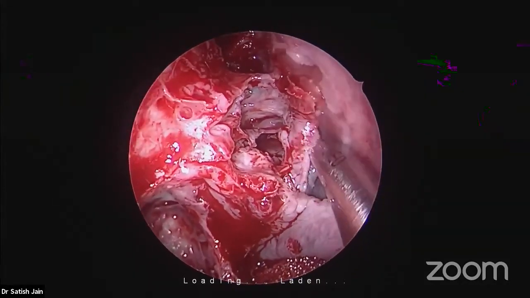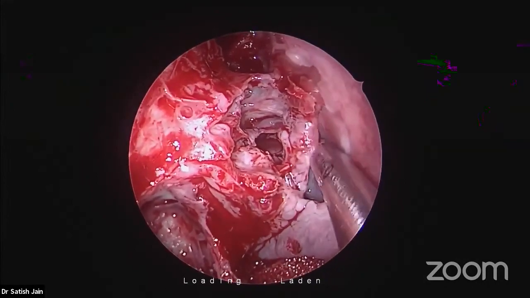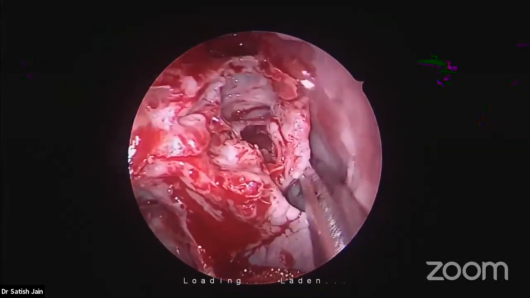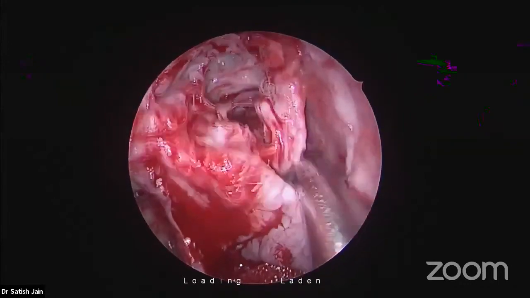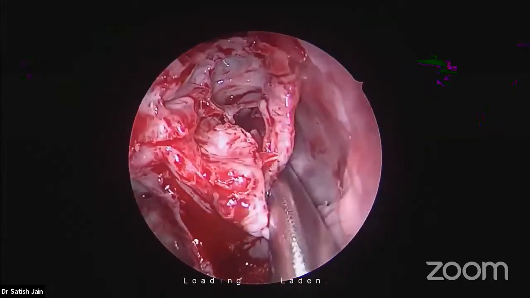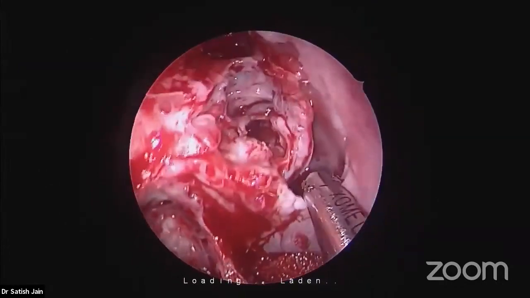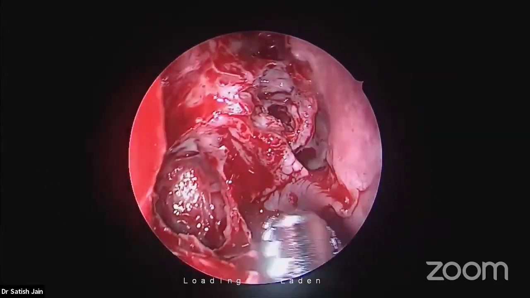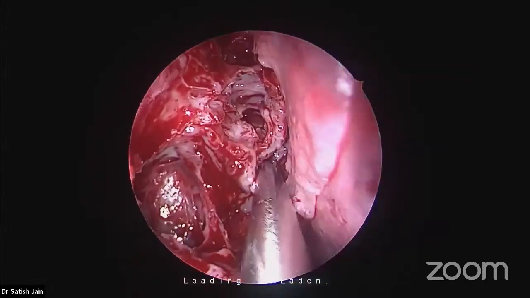And if I remove the lower 1/3 of the superior turbinate, we know where the sphenoid ostium is. It is medial to the superior turbinate. See that? This is the nasal septum. This is the superior turbinate. Now, where to look for the sphenoid ostium?